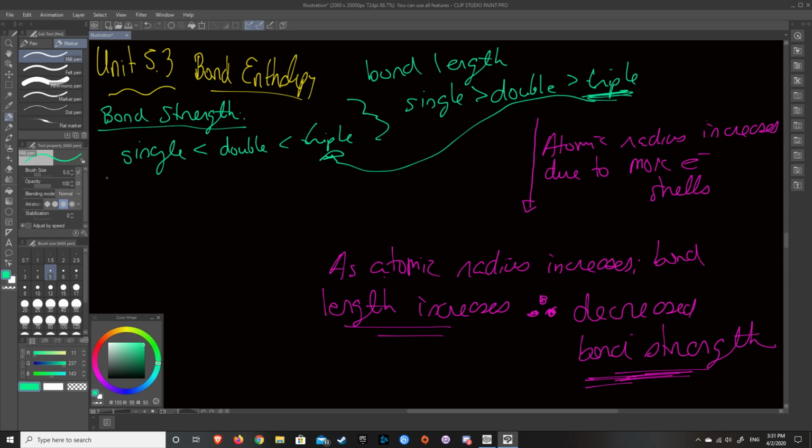Okay, and the last one that I want to talk about is polarity. I'll change the color now. That's about enough of that color.